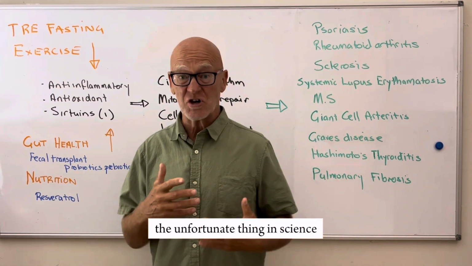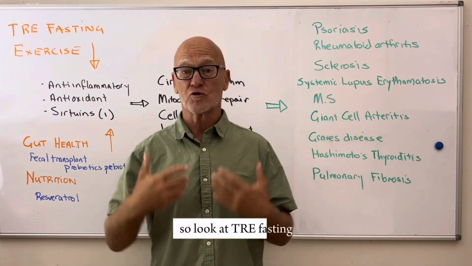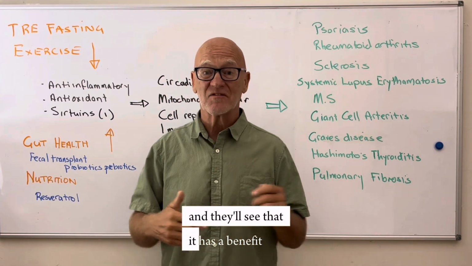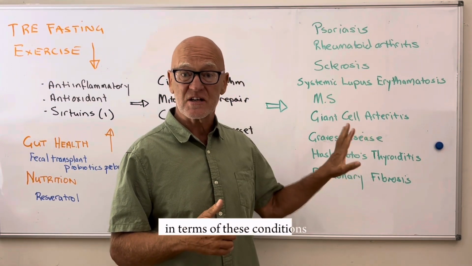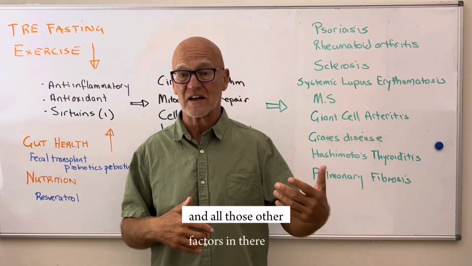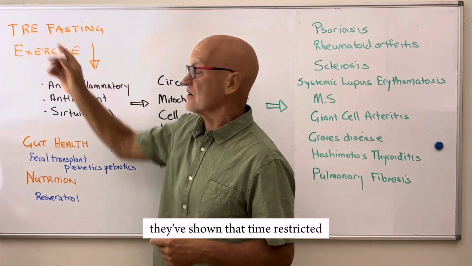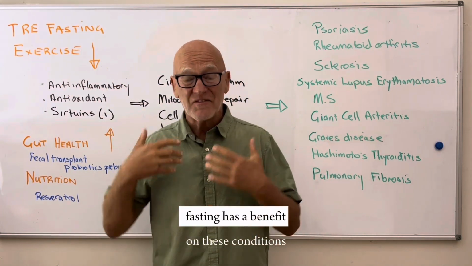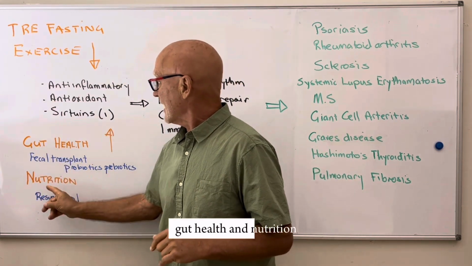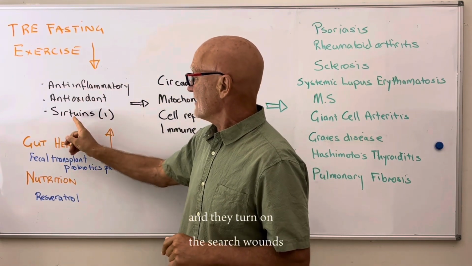The unfortunate thing in science is that it's very reductionist. So what they tend to do is look at one thing. They'll look at time-restricted eating or fasting, and they'll see that it has a benefit in terms of these conditions. And they'll go into the molecular and the biochemistry and all those other factors, as well as the outcomes. And as I've said, they've shown that time-restricted fasting has a benefit on these conditions, as does exercise, gut health, and nutrition. Because what they do is they're anti-inflammatory, antioxidant, and they turn on the sirtuins.